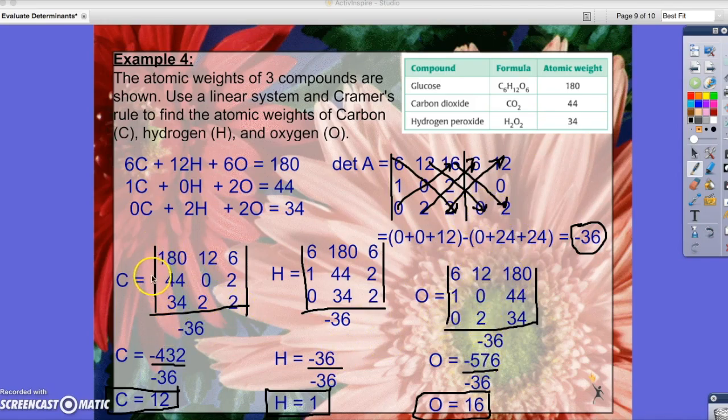So please make sure you rewrite the 2 columns, do all the down diagonals minus all the up diagonals, just like determinant A. So what we get in the end is that carbon is 12 for the atomic weight, hydrogen is 1, and oxygen is 16. So here's a practical example of how we could use matrices and determinants to solve something using Cramer's rule.